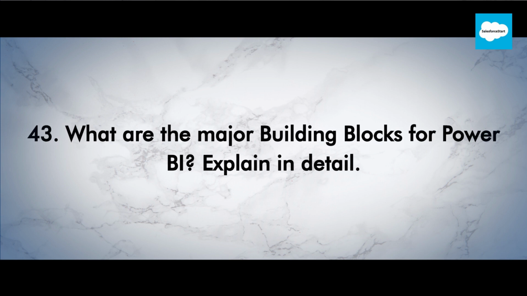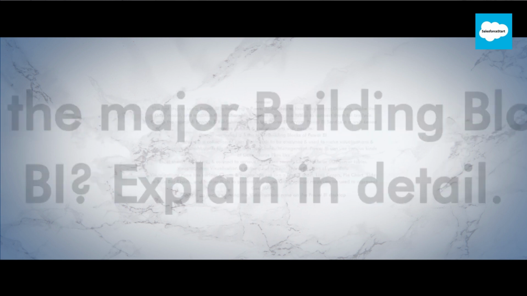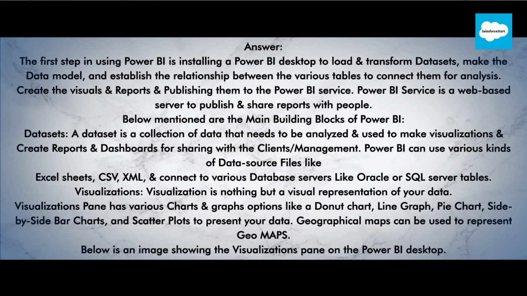43. What are the major building blocks for Power BI? Explain in detail. Answer. The first step in using Power BI is installing Power BI Desktop to load and transform datasets, make the data model, and establish the relationship between the various tables to connect them for analysis. Create the visuals and reports and publish them to the Power BI service. Power BI service is a web-based server to publish and share reports with people. Below mentioned are the main building blocks of Power BI.